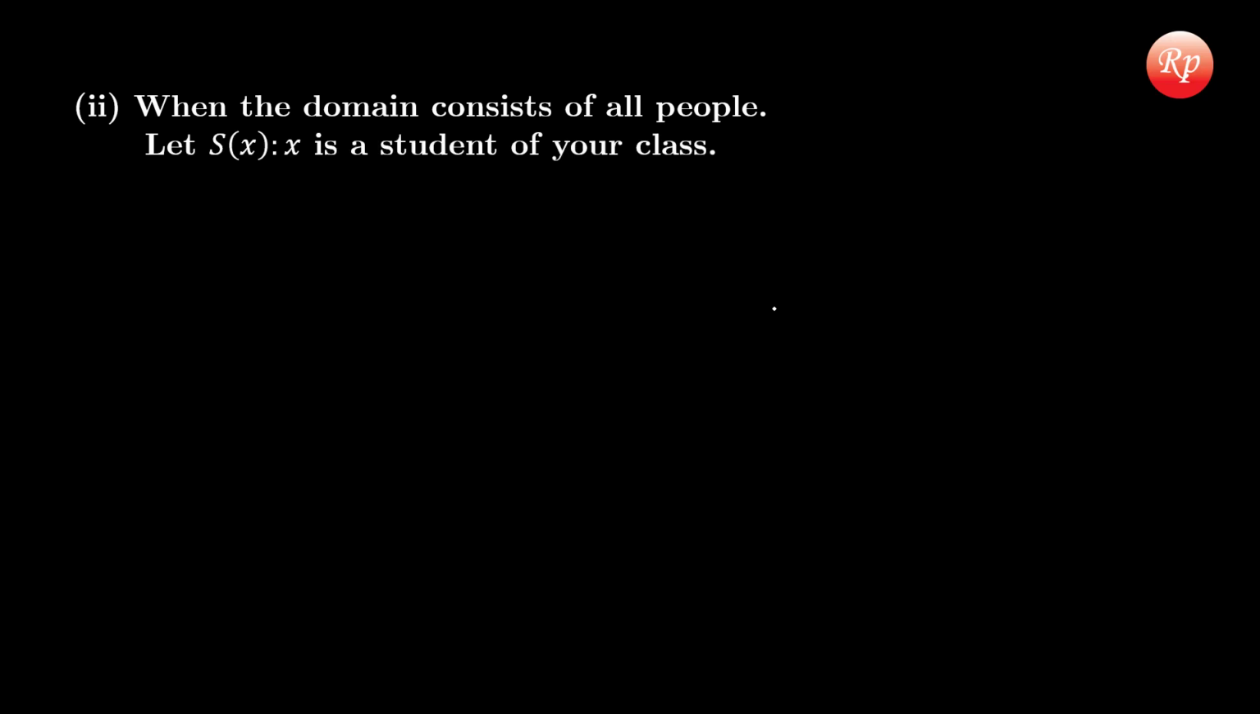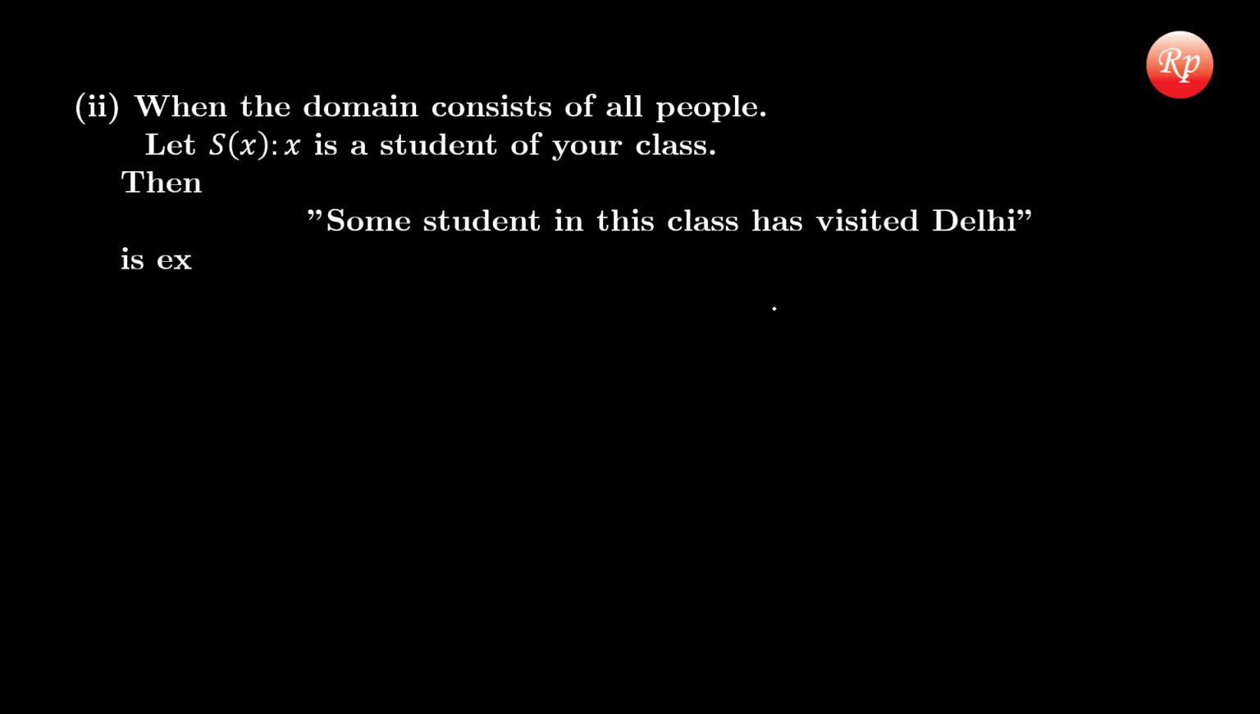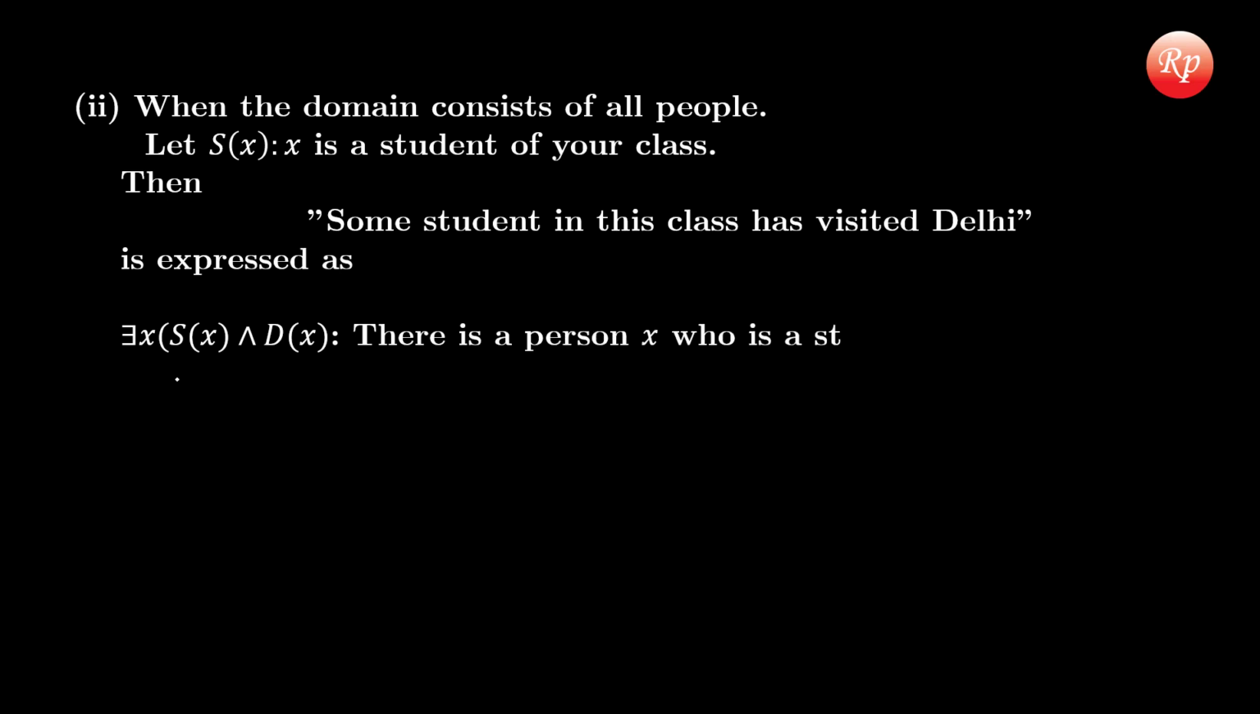When the domain consists of all the people, apart from the students of your class, there are other people also. So first of all we define S(x): x is a student of your class. Then some student in this class has visited Delhi is expressed like this. There exists x such that S(x) and D(x). There is a person x who is a student of this class and has visited Delhi.